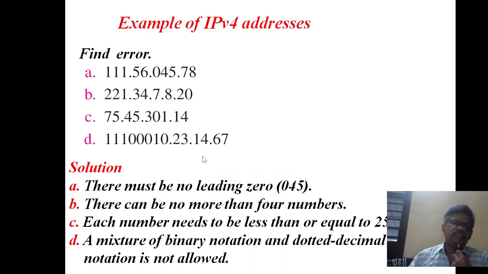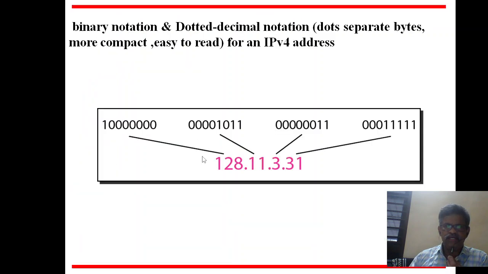So there are certain errors. 45 should not have a leading zero. That is an error. And here you cannot have more than four numbers; here there are 5 numbers. And here something greater than 255 is put; with 8 bits you can have only up to 255, so this is also an error. And here a binary as well as dotted decimal combination is used, so this is an error. This is how we actually need to write the dotted decimal notation.